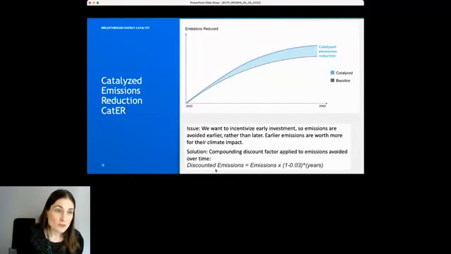So this is showing what we would expect to see with the emissions avoided over time for the catalyzed case, the case with the early investment, and the baseline case. In both cases, the technology is being adopted in the market. So you do see emissions avoided from that technology adoption in both cases, but in the catalyzed case, you see more emissions avoided. And also due to this discounting, you see that they are valued more because they occurred earlier in time.